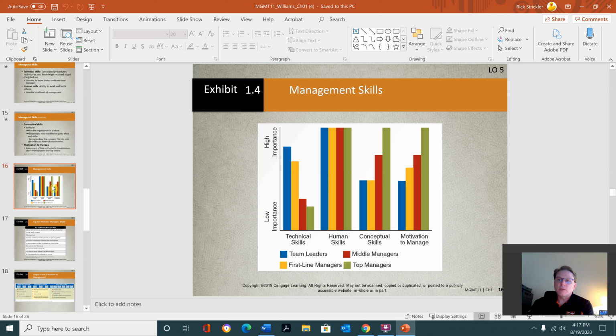Conceptual skills, the top managers and the middle managers have to have the conceptual skills more than the other two, because they have to be able to see the big picture. And then lastly, motivation. Obviously, top managers have to motivate the middle managers to motivate the rest, frontline and team leaders and so forth. Okay.